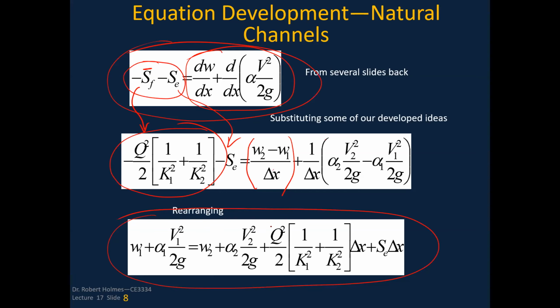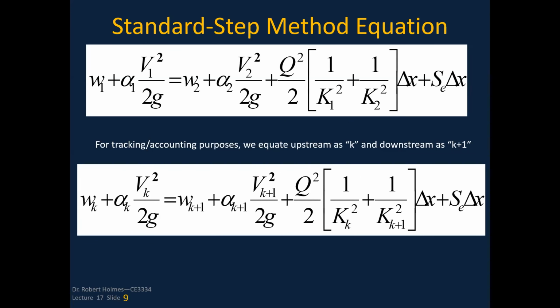And you'll notice this right here is our head loss due to friction. So, head loss due to friction. And this is going to be our head loss due to expansion contraction. So this is the form of the standard step method. As we get into this, we'll look at developing this. This is just from the previous slide.